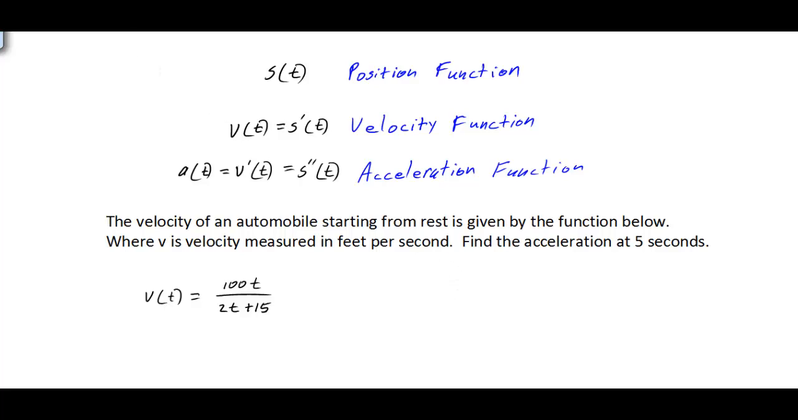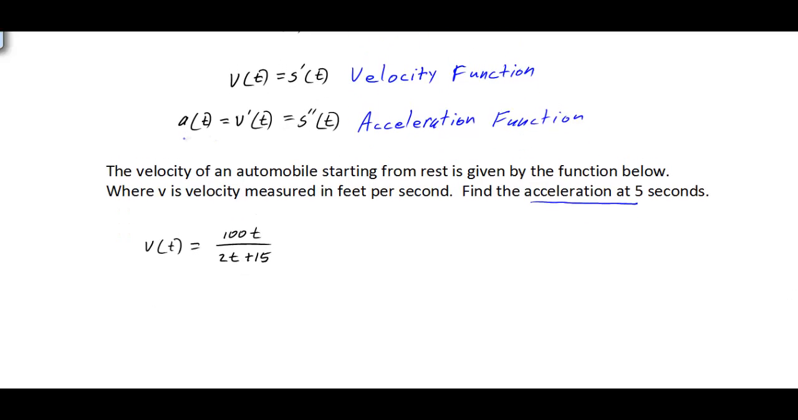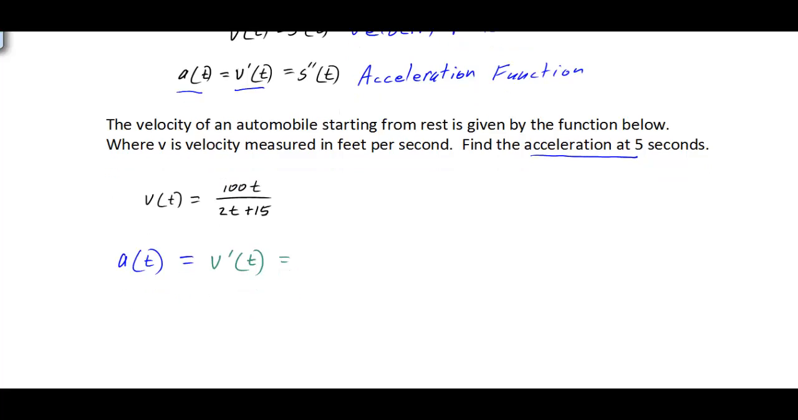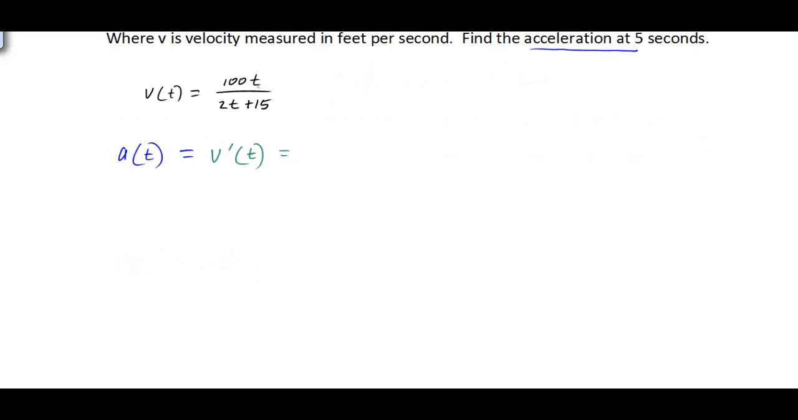So for this example, if we're looking for the acceleration, then that means to find the acceleration, we need to take the derivative of our velocity function. So if we look at our velocity function here, how can we find the derivative? So that means the acceleration is going to be equal to the derivative of our velocity function. And do you have any idea how we can take the derivative of this particular function?